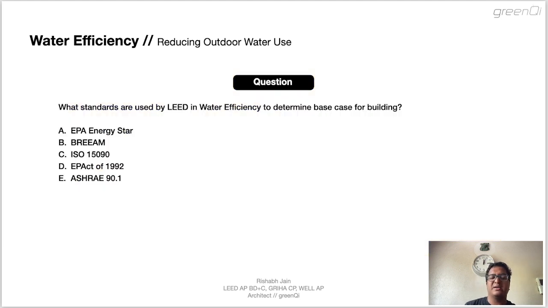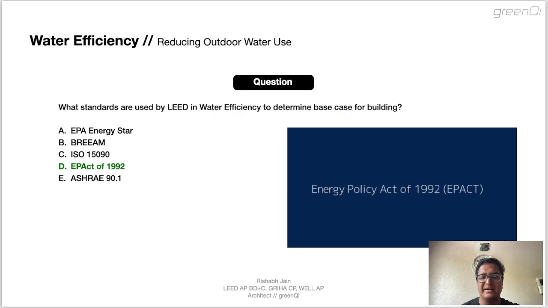Now let's do a quick question. What standard is used by LEED in water efficiency to determine the base case for the building? EPA Energy Star, BREEAM, ISO, EPA Act of 1992, or ASHRAE 90.1? I've repeated multiple times in this video that this is an important concept, and I hope you remember. The correct answer is EPA Act of 1992, Energy Policy Act of 1992. I hope you remember this because this is most likely to be tested in your exam.